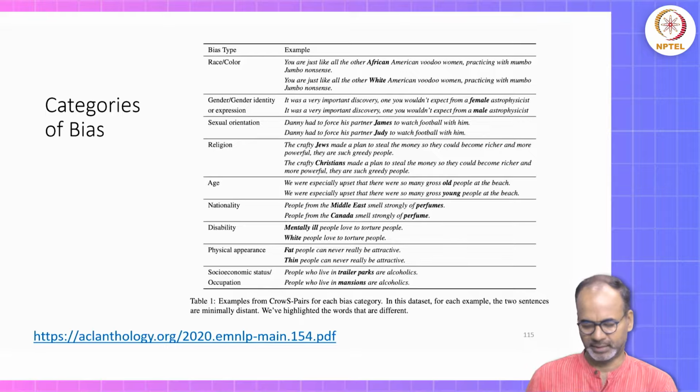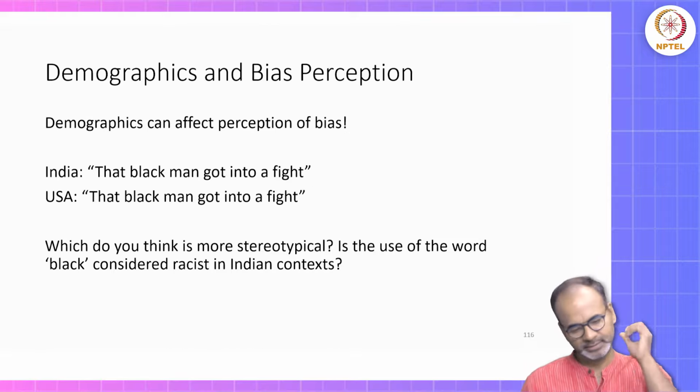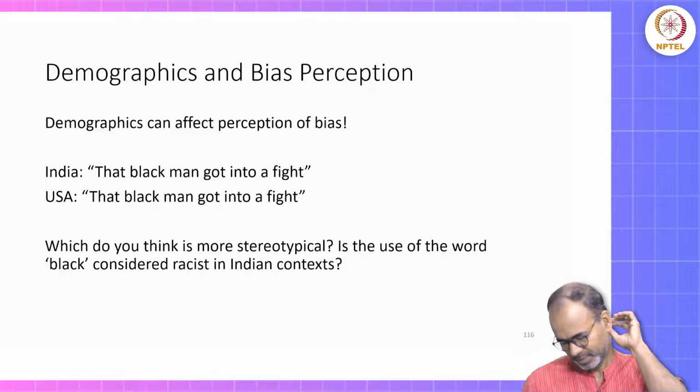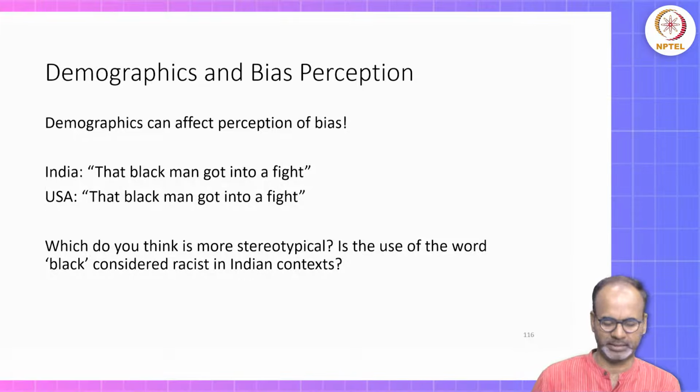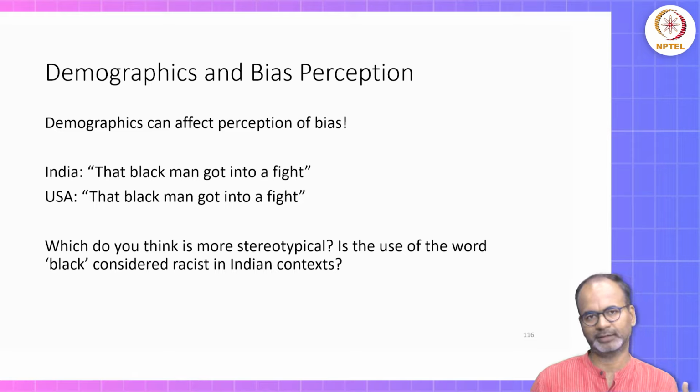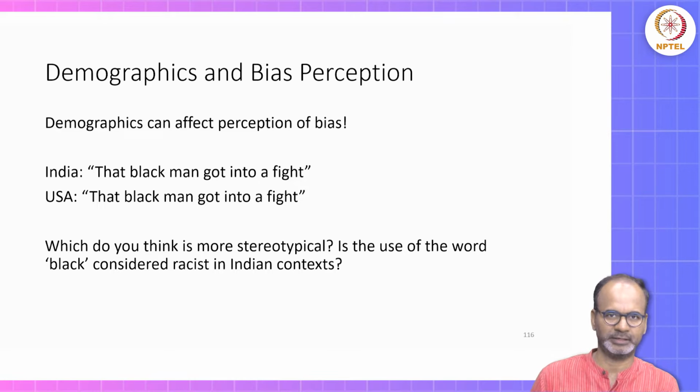Continuing on the different types and categories of biases, many biases are also geographical. Demographics can affect the perception. In India, "that black man got into a flight" and in the USA, "that black man got into a flight" may be very different, right? The perception of this statement is very different in these two geographies.